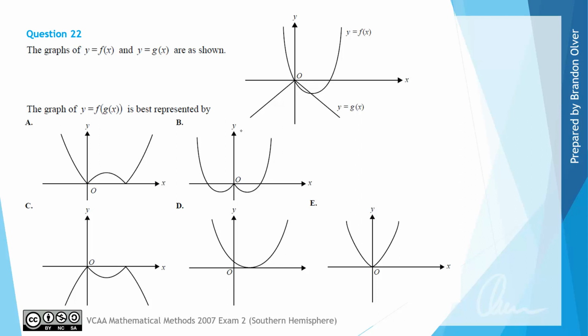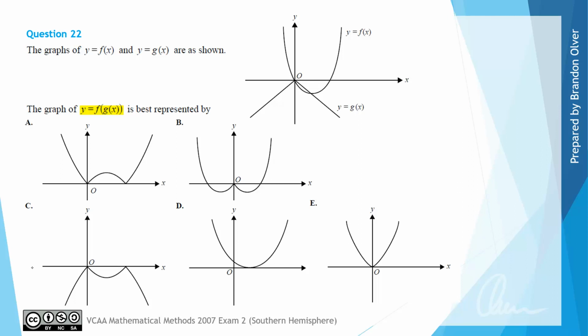So getting onto the problem, we have the graphs of y equals f of x and y equals g of x shown. And we're asked that the graph of y equals f of g of x, so the composite function, is best represented by one of the following graphs.